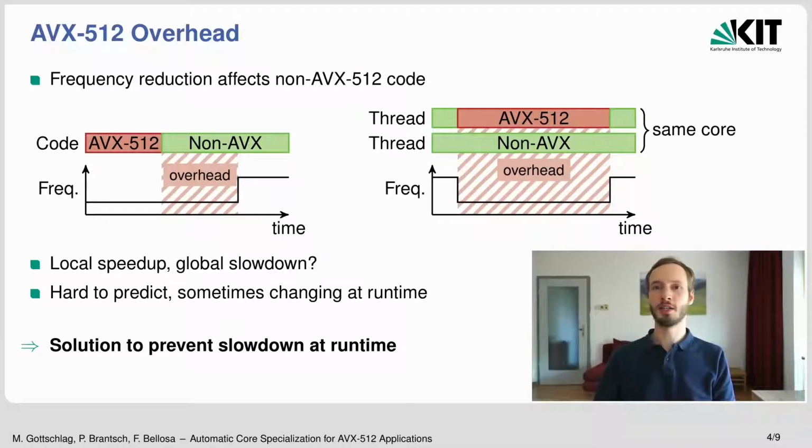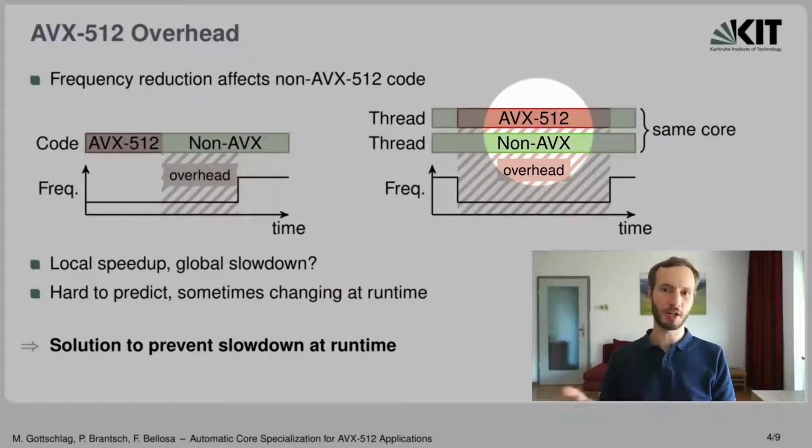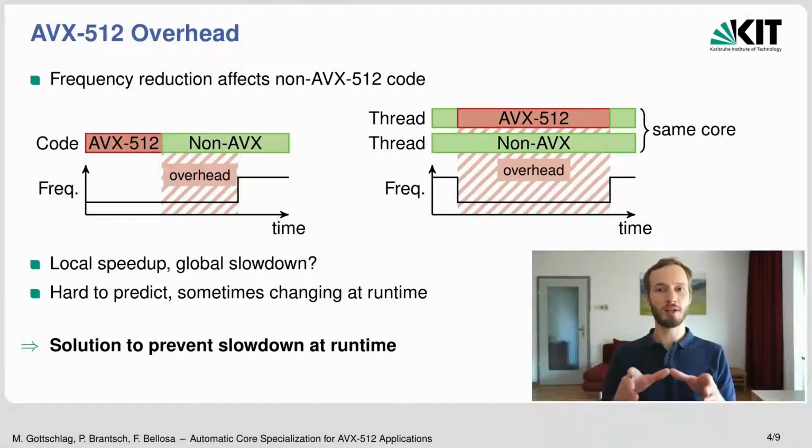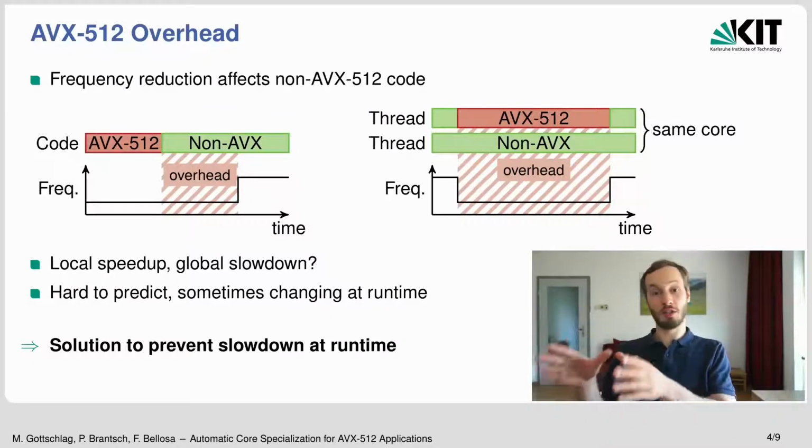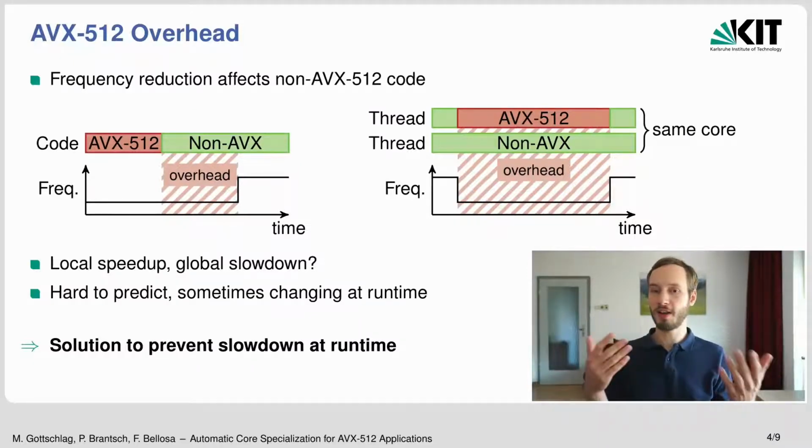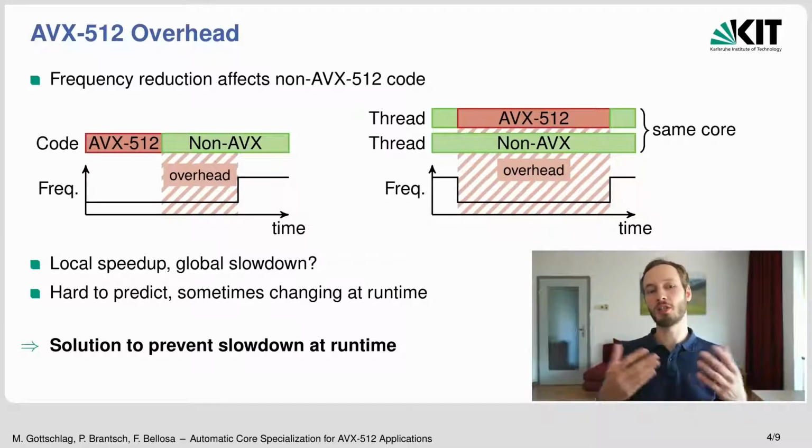Also, as shown on the right side, on systems with hyperthreading, the two hyperthreads share one physical CPU core, so they also share one CPU frequency. But that means that if one of the hyperthreads executes AVX 512 instructions, whereas the other one does not, this non-AVX code again is slowed down. So in both these scenarios, we may have a local speedup due to AVX 512 within those AVX 512 code regions. However, overall, AVX 512 may actually cause a global slowdown due to this overhead.